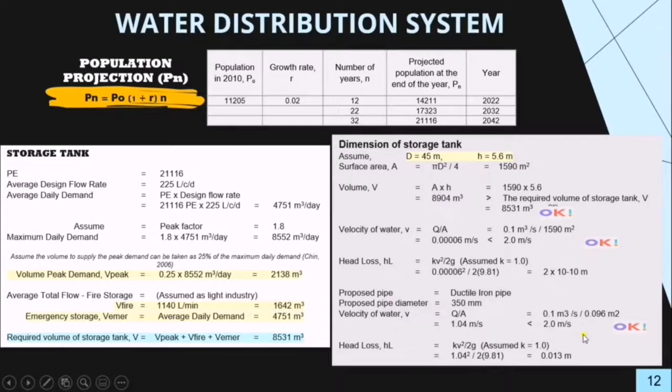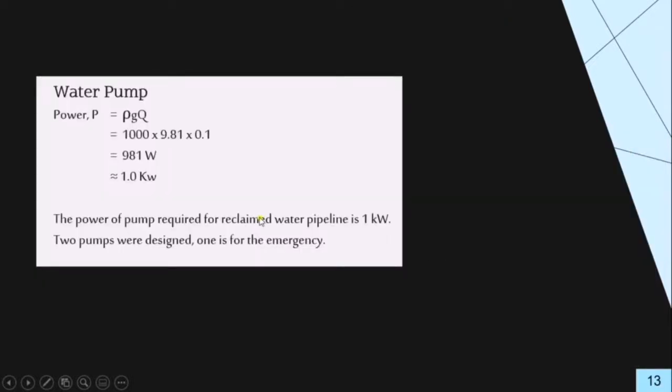so it is okay too. So for the water pump, 1 kilowatt was obtained for the power required for the water pump. Hence, 2 pumps were designed, one of which is for emergency.